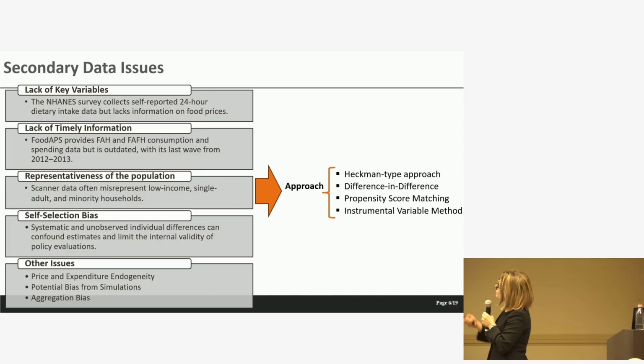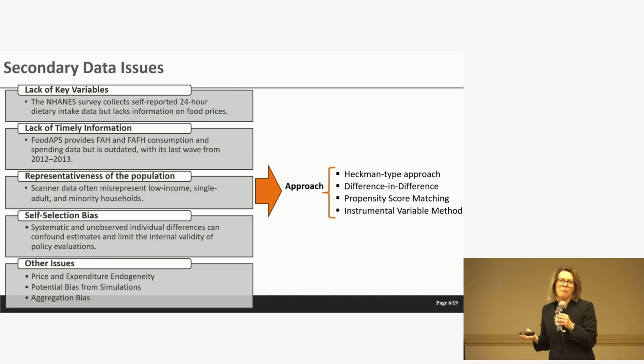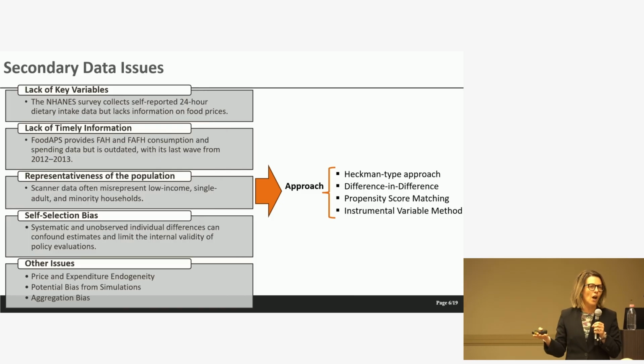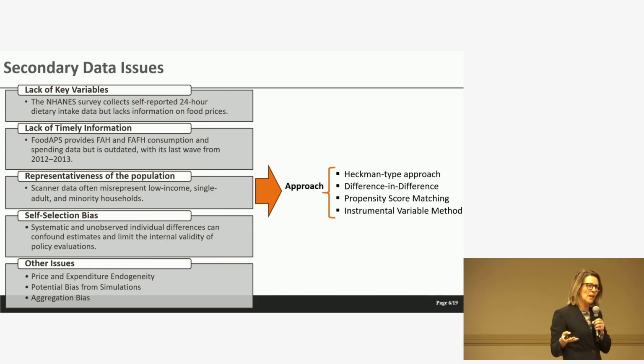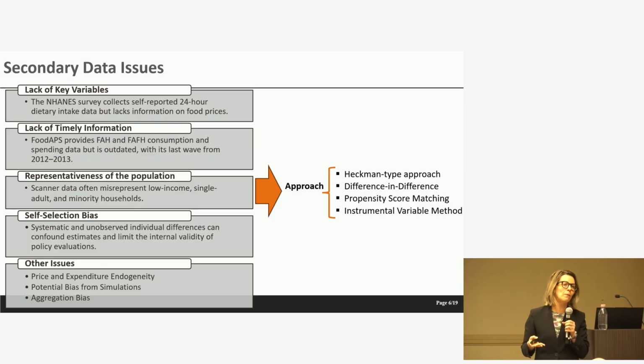Another main problem that we have is that sometimes we don't have timely data, and that was very obvious during the pandemic. Indeed, the only data that were published were the ones with survey data. And another one is representativeness, how well our data represent the population. When we use scanner data, that's a problem that has also been acknowledged by the National Academy of Sciences.